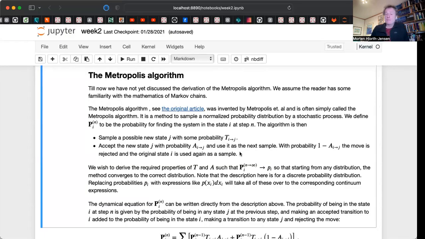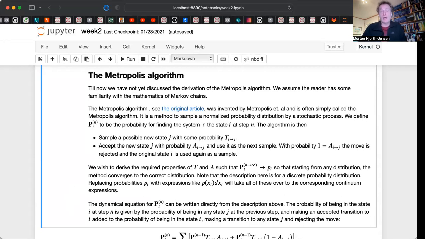So the algorithm itself is extremely simple, and that's why it's so popular. It's based on two essential principles. One is called the ergodic principle, which basically means that if you were allowed to simulate for an infinitely long time, you should be able to sample all the possible positions which a system can have.